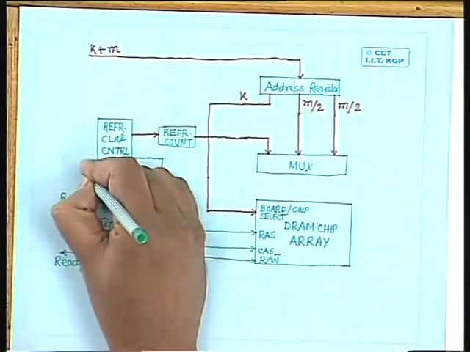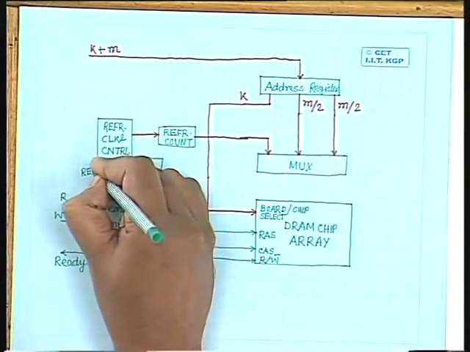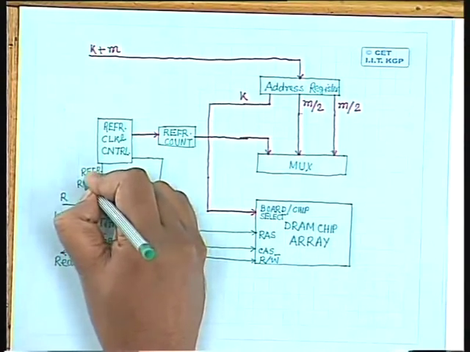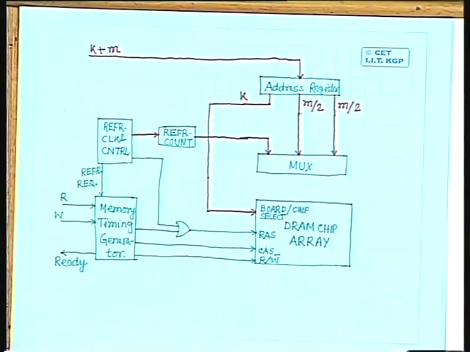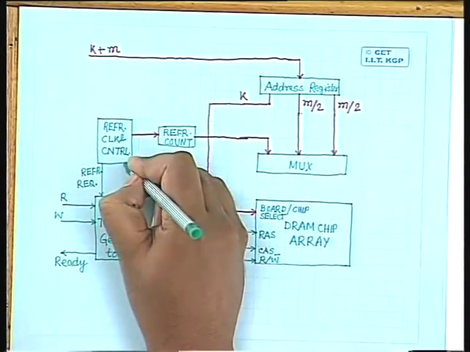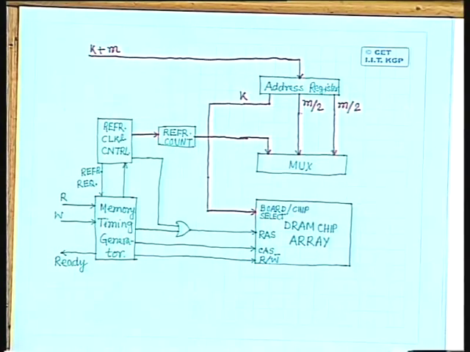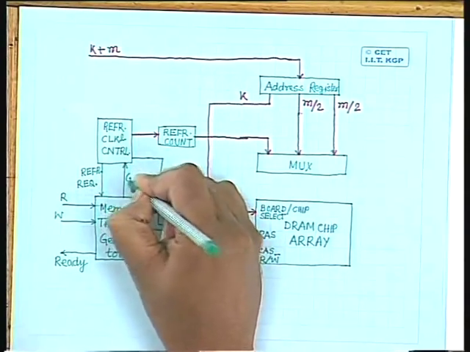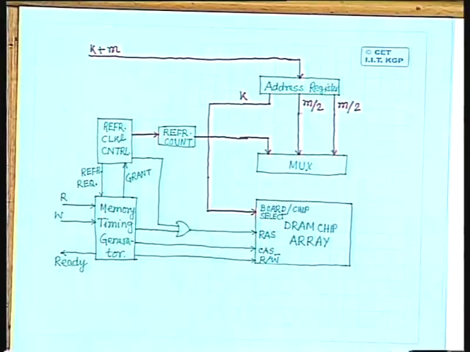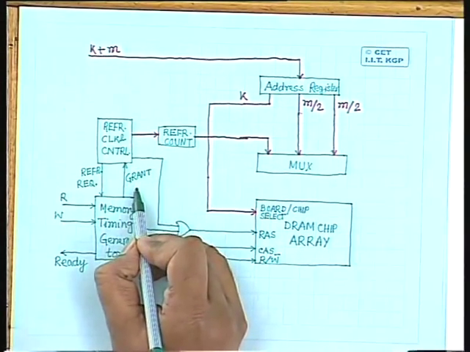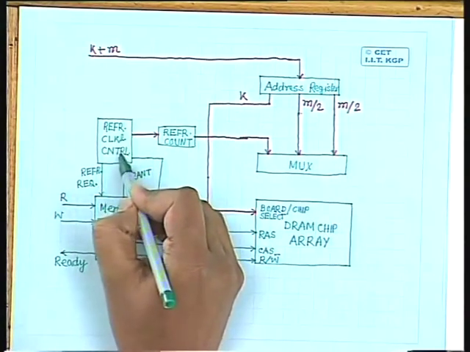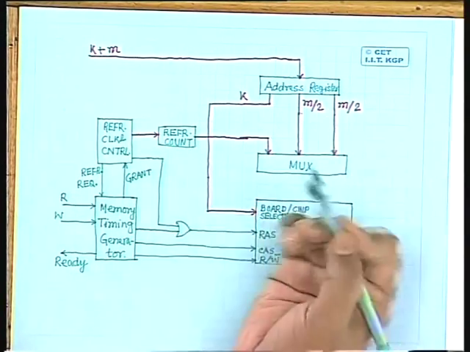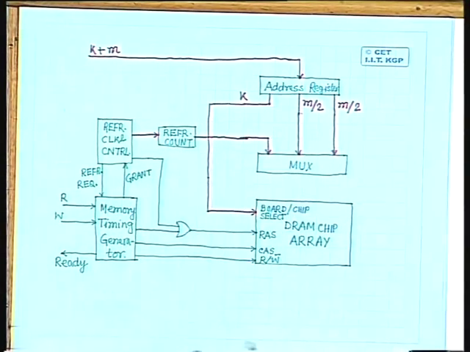So let us put it as refresh request. On getting this refresh request from the refresh clock and control unit, the memory timing generator will decide whether it can allow the refresh operation to be performed now, or the refresh controller will be asked to wait. Accordingly, this memory timing generator will give back a signal to the refresh clock and control unit, called the refresh grant signal. If that refresh grant is issued, then on getting it, the refresh clock and control unit will ask the refresh counter unit to generate the memory addresses which are to be refreshed. And this is nothing but a sequential counter.